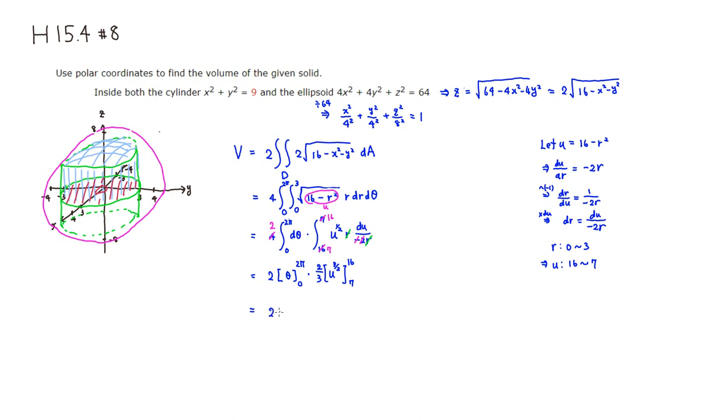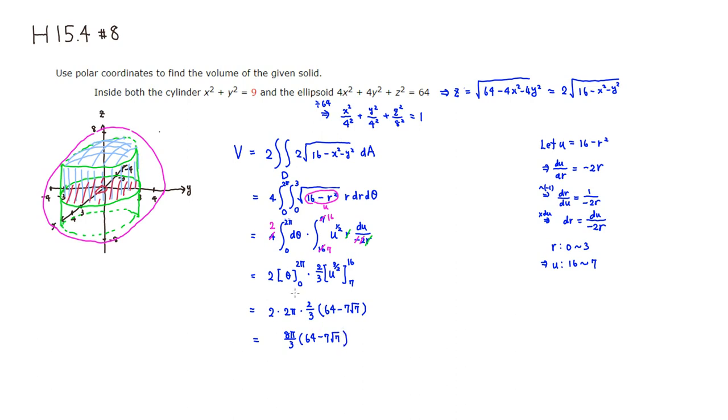So this is going to be equal to 2 times 2 pi minus 0, so this is just 2 pi, and times 2/3. Then you plug in 16: the 1/2 power is 4, and 4 cubed is 64, minus 7 to the 3/2 power, which I'm going to write as 7 square root of 7. If you multiply them all together, you get 2 times 2 times 2 is 8, there's a pi, and the 3 on the bottom, then you have 64 minus 7 square root of 7.